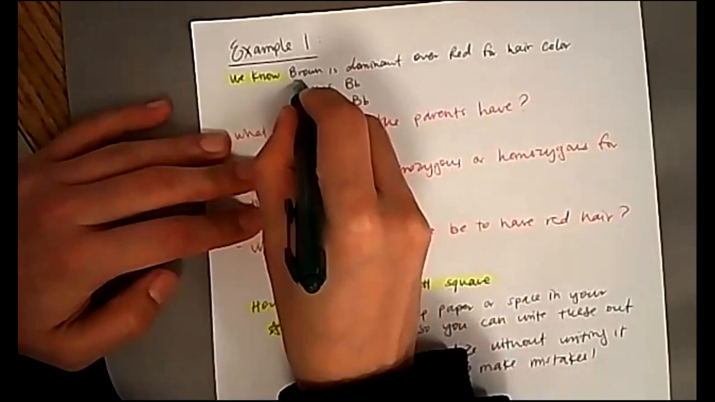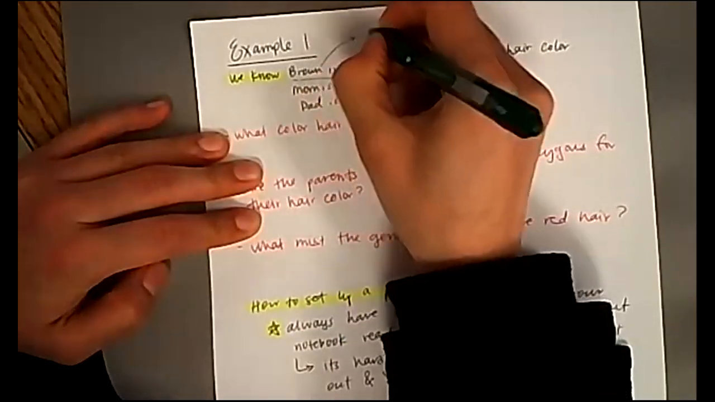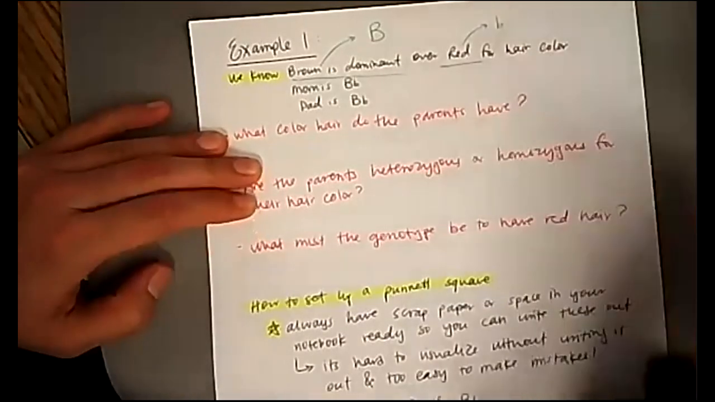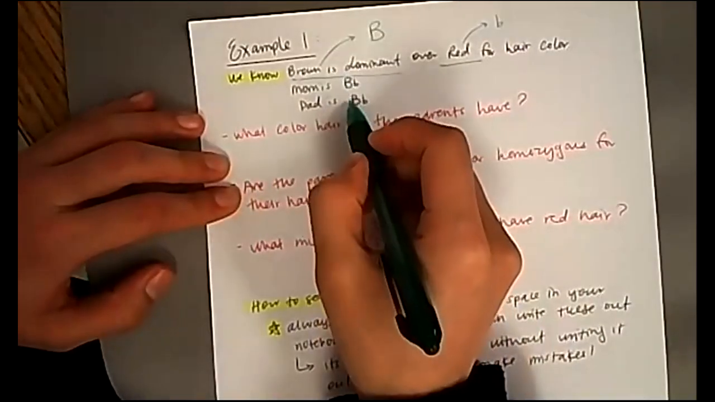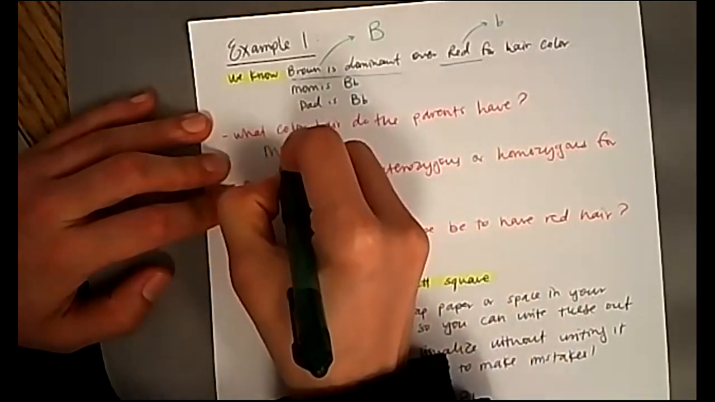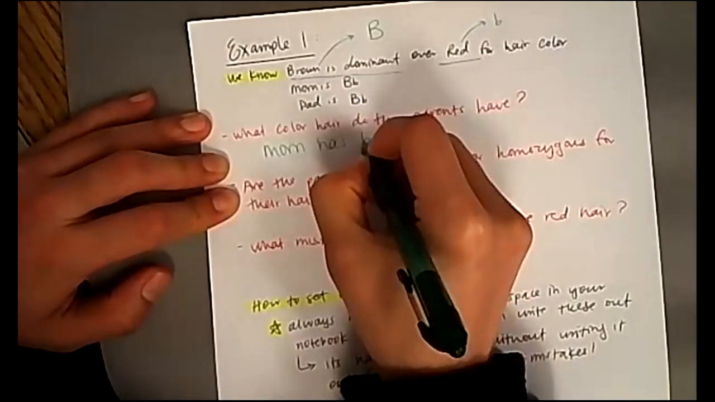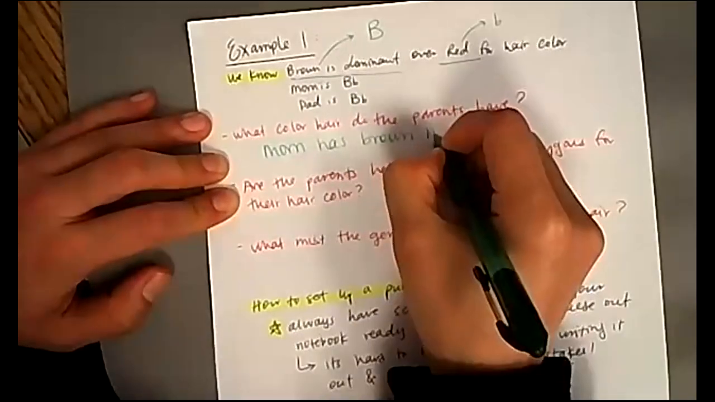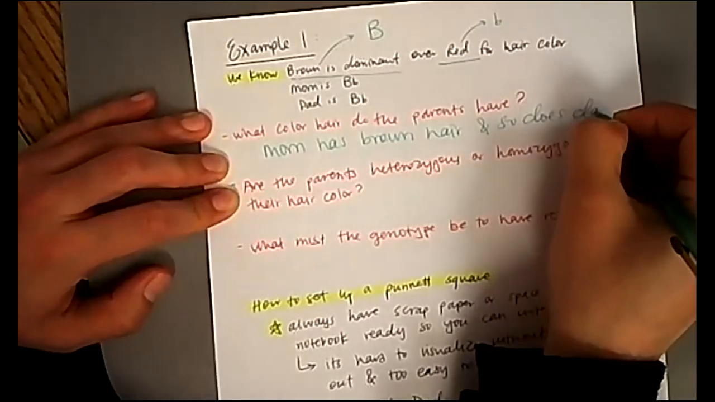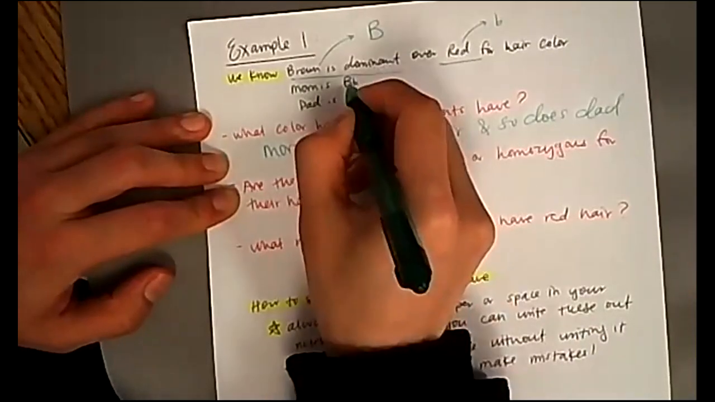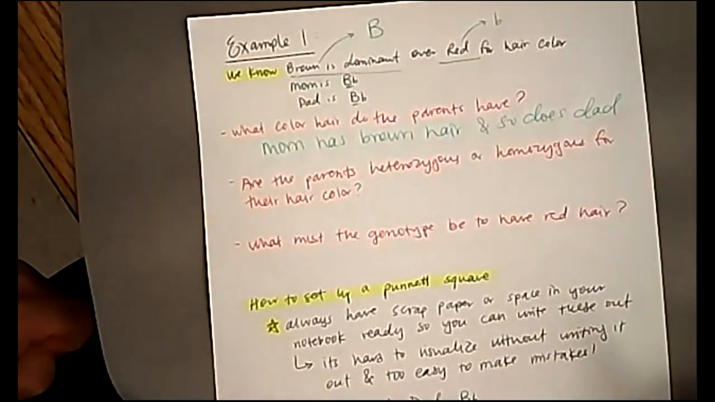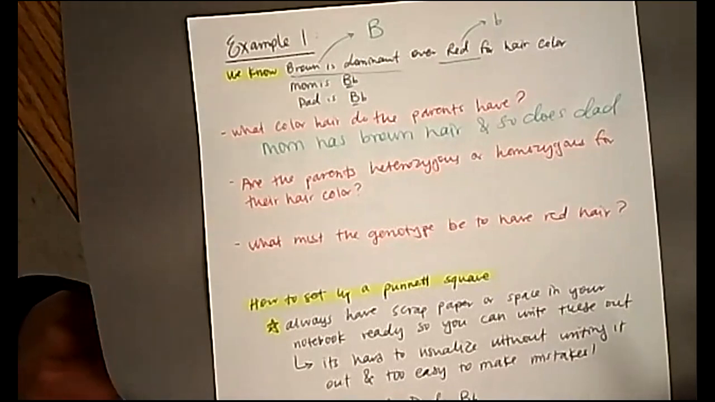Well, if brown is dominant, that means brown is going to be capital B and red is going to be lowercase b. And if each parent has a capital B, that means that they both have brown hair. So mom has brown hair, and so does dad. And again, the reason you know that is because both of them have a capital B. And you only need one capital B to have brown hair because capital B is dominant.